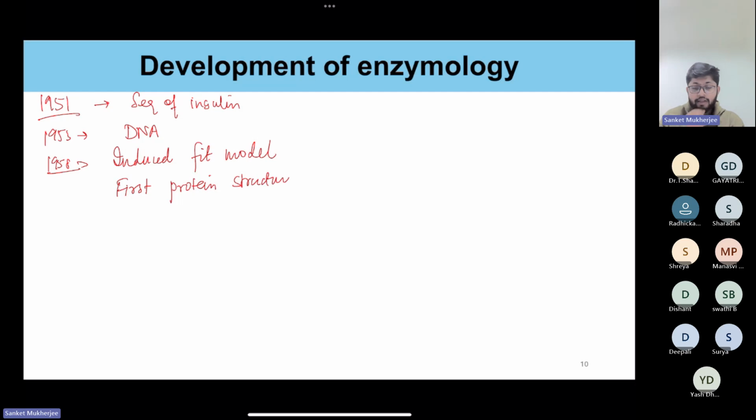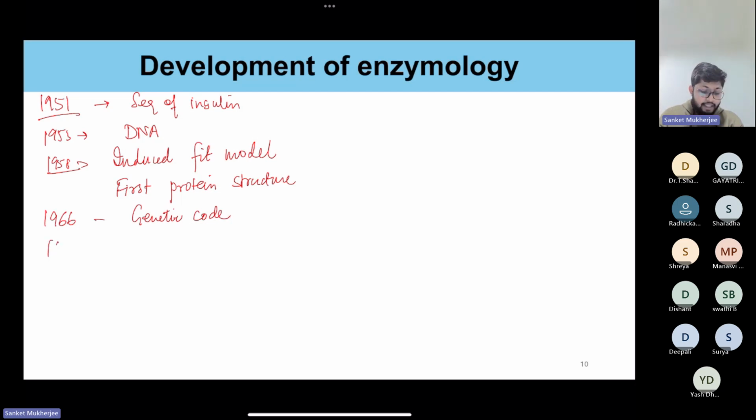Again, this is a completely different field. It's basically structural biology, where protein structures are determined using different techniques like X-ray crystallography, NMR, and nowadays cryo-EM as well. So there are different techniques for protein structure determination. In 1966, the genetic code was discovered, basically how codons in an mRNA are important to produce an amino acid sequence.